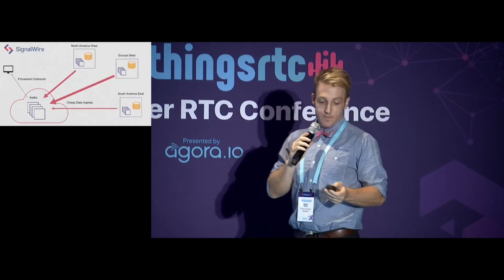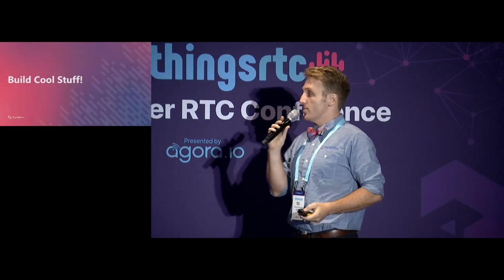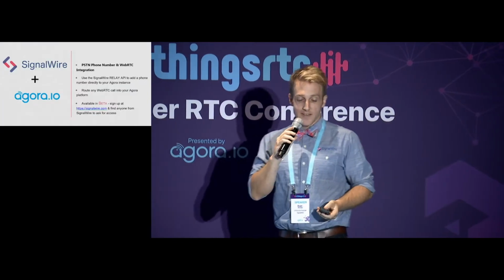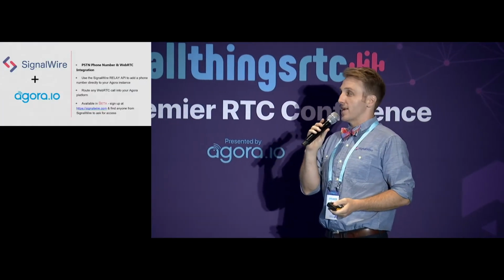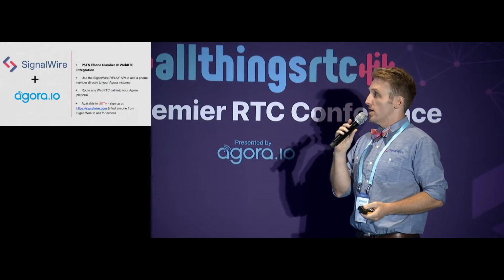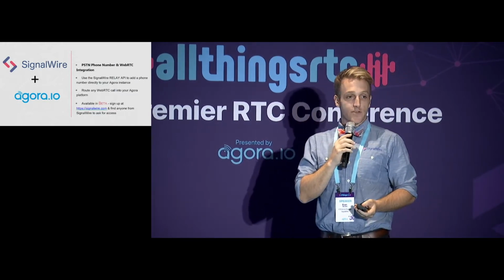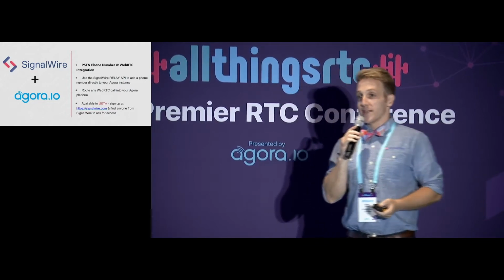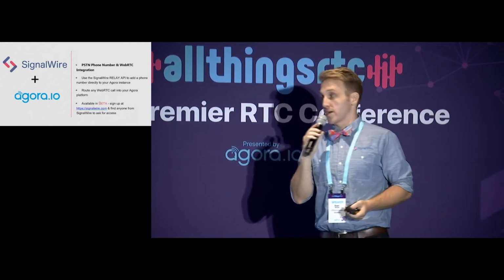So yeah, and the goal is to build cool stuff. And so what are we doing about that? Well, one of the cool things we just built, and it's coming out in beta right now, is a SignalWire and Agora PSTN phone connector. Basically you can get a phone number from SignalWire, you can call in, and that will then terminate that phone call directly into your Agora conference.